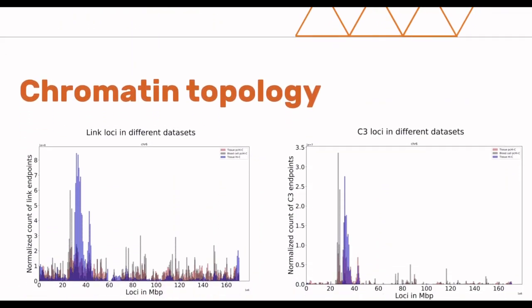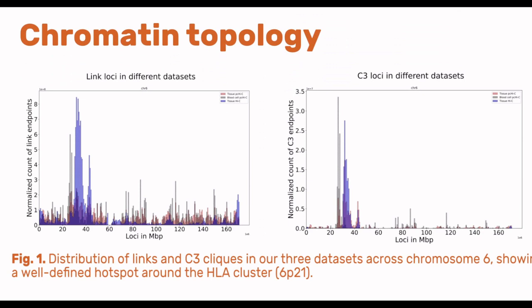Intriguingly, we found evidence of consistent chromatin hotspots that were preserved across datasets, most notably in the case of the human leukocyte antigen cluster in 6p21, as pictured in Figure 1. In the case of the HLA cluster, the chromatin hotspot contains the vast majority of the cliques of chromosome 6, as well as a substantial proportion of the links. While not as dramatic as in chromosome 6, a similar pattern of clique clustering in individual peaks was also observed in most of the datasets beyond this.